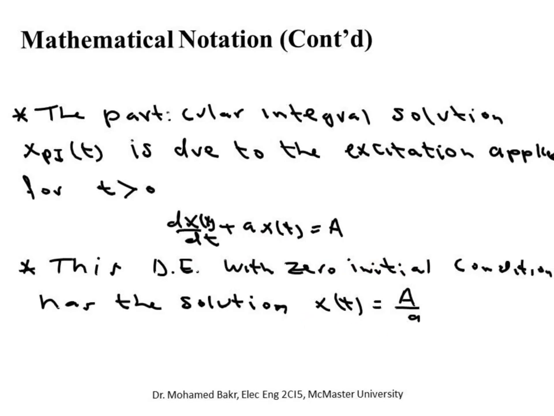So we now found that the homogeneous solution is x naught e to the minus at, a small multiplying t. We have found the particular integral solution, which is a solution due to the excitation only. It's equal to the constant a capital divided by the constant a small. Okay, so now we have the complete solution. The complete solution is the homogeneous solution plus the particular integral solution. So we sum these two solutions and then we obtain our complete solution for the voltage or the current.